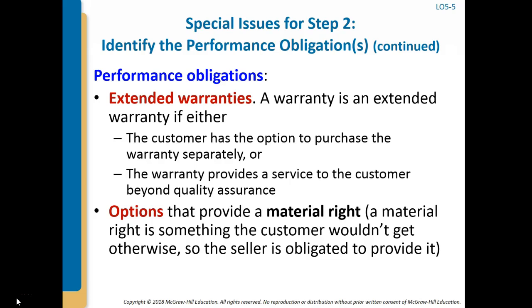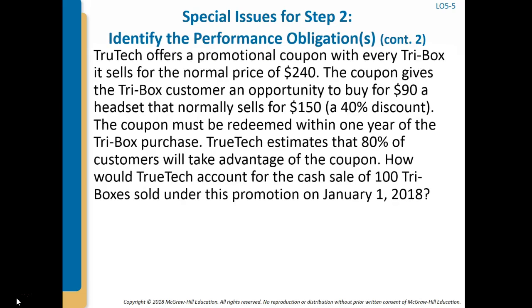Just like for other performance obligations, that allocation process requires the seller to estimate the standalone selling price of the option, taking into account the likelihood the customer is going to actually exercise that option. The seller recognizes revenue associated with the option when the option expires or is exercised.